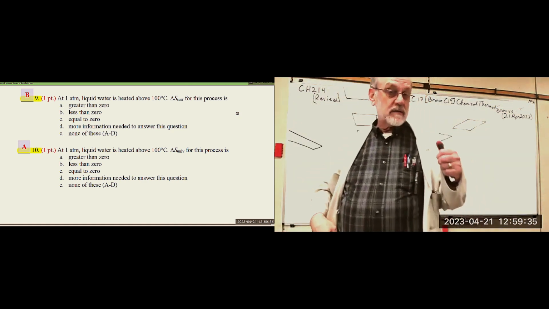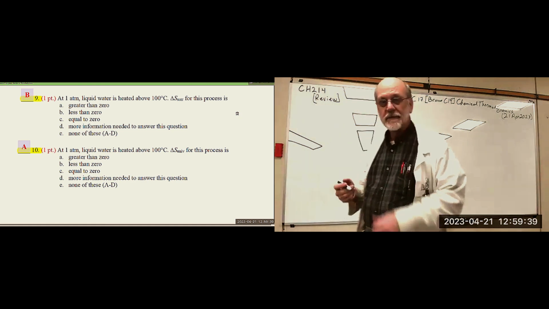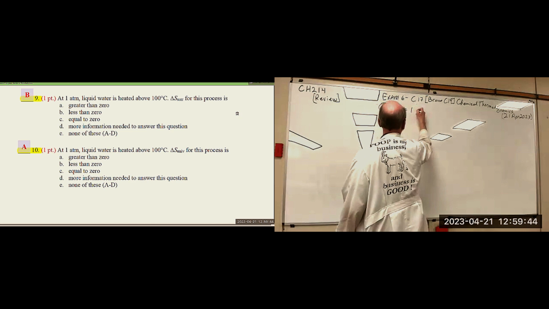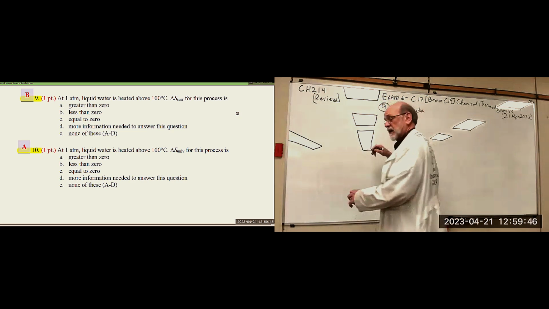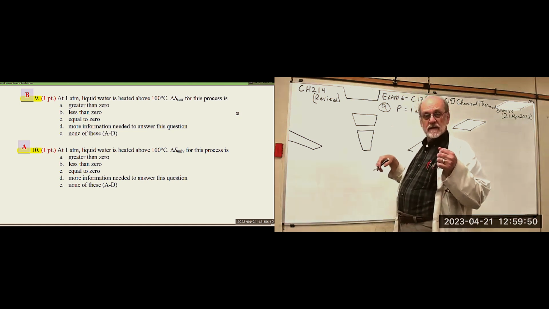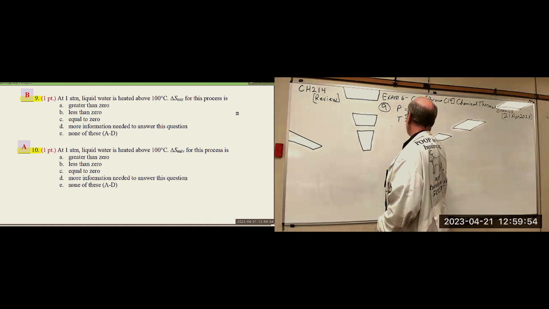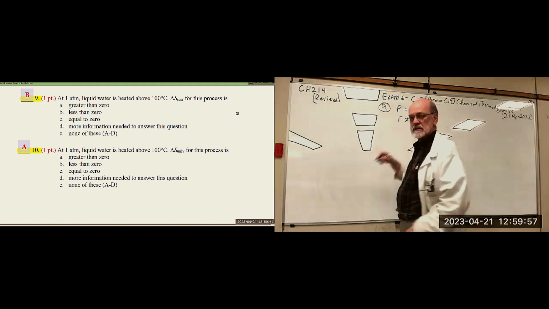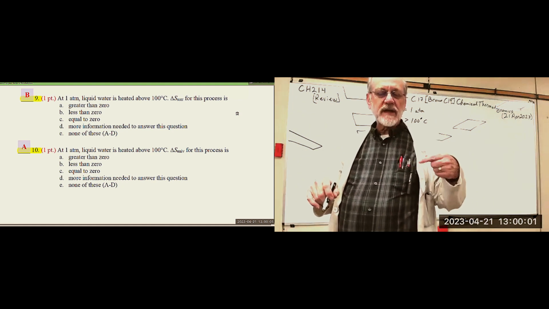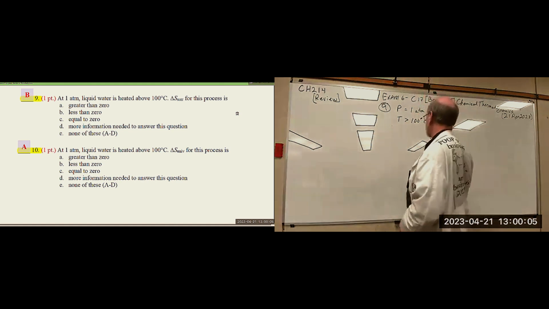At 1 atmosphere, liquid water is heated above 100 degrees. So we're given the pressure, the atmospheric pressure at this time for this experiment is 1 atmosphere. And now we're heating above 100 degrees. So temperature is actually greater than 100 degrees. Delta S of surroundings for this process would be what?